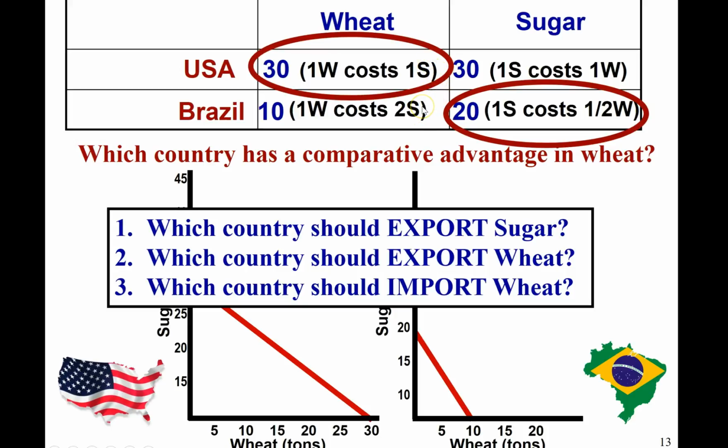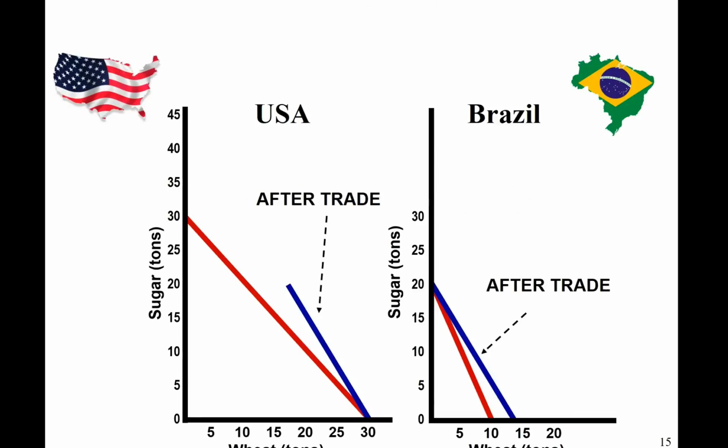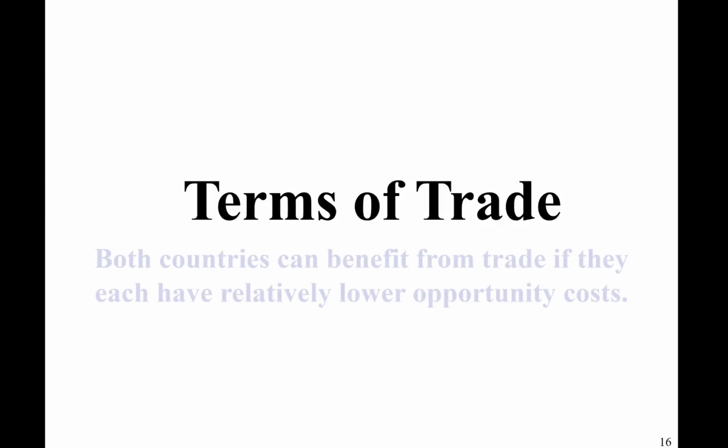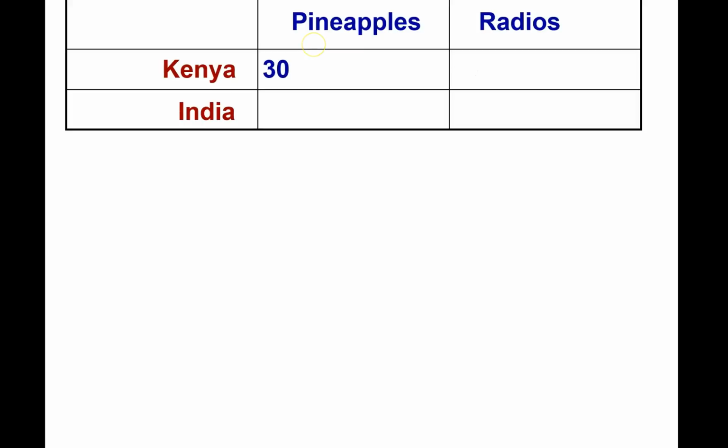So that's where that came from, and I'm going to elaborate that, but I just wanted you to see why that number was chosen, because the opportunity cost for 1 wheat comes somewhere between. It could have been 1.25 sugars. I happen to choose 1.5, but I want you to see that that number was significant and it meant something, and it didn't come from nowhere. So let's talk about terms of trade. These are the agreed upon conditions that are going to make both countries better off when these trades are made. So let's talk pineapples and radios with Kenya and India.